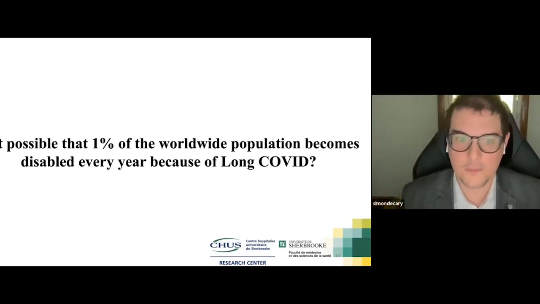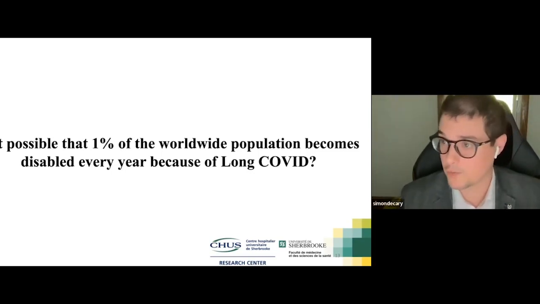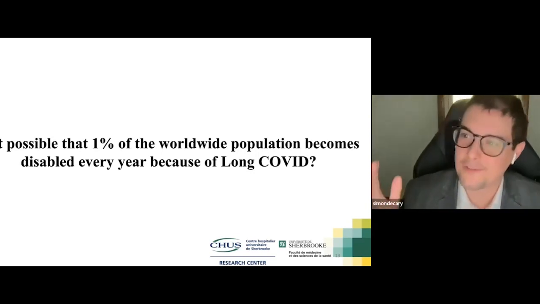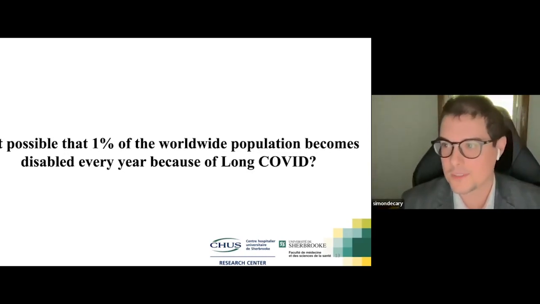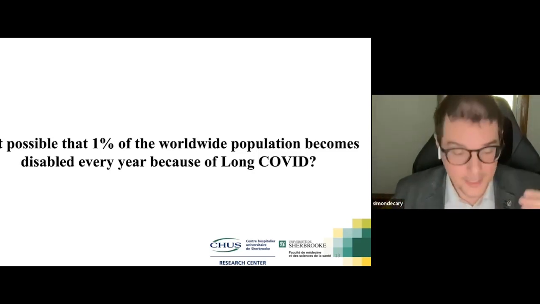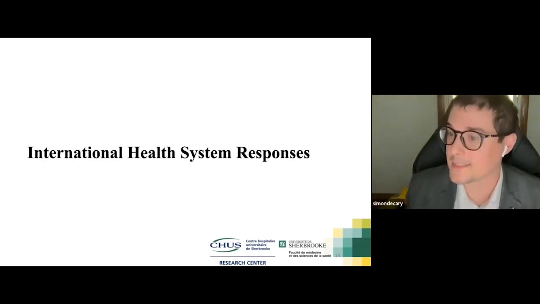So this is not an official number, but 1% would mean twice as many new cases as traumatic brain injuries each year, twice as many as stroke, 4 times as many as cancer, and double the ME/CFS rate in the population. So even if it was not 1%, even if it's half of that, we're talking about a significant number of patients affected every year. And this is why this is driving international health system response.